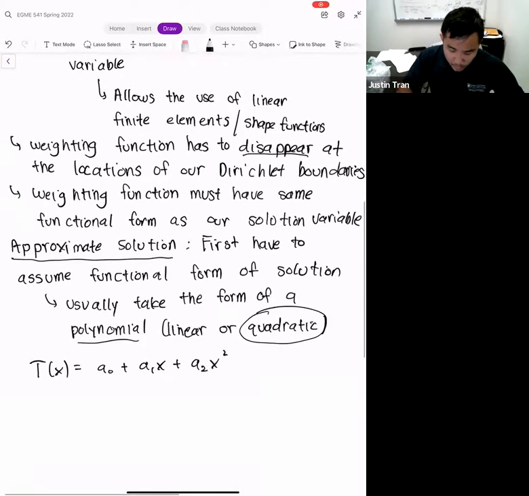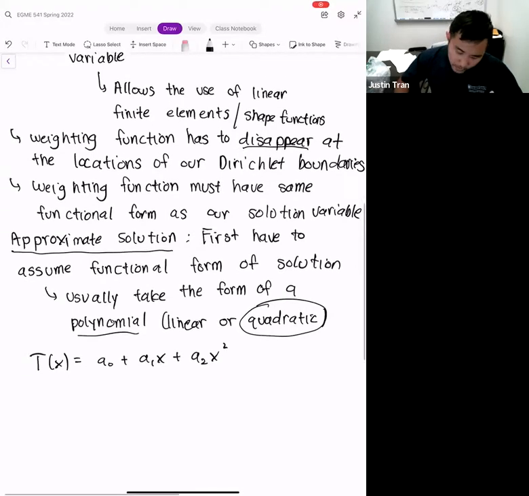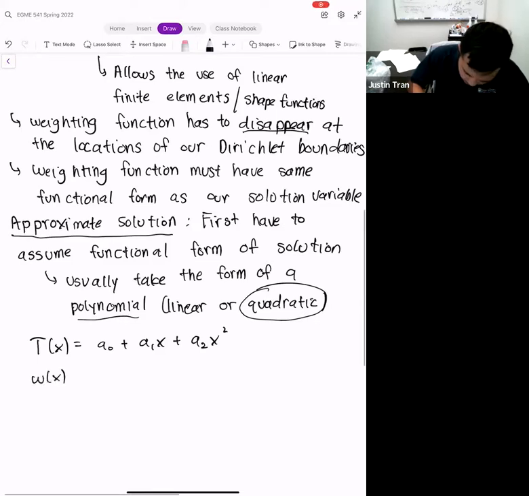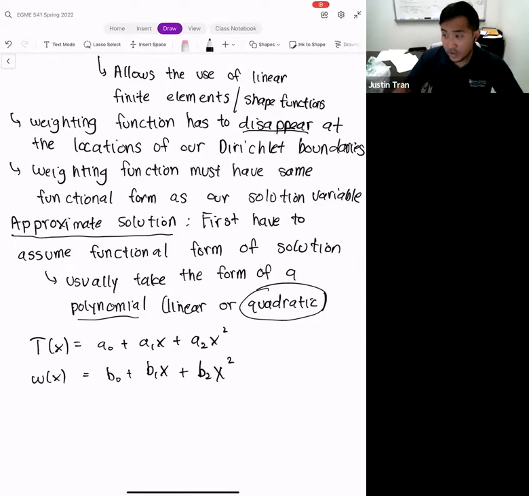Going back to the point we made above with the weighting function, if we're assuming that our solution is a quadratic function, that means our weighting function also has to be a quadratic function. And so we have w of x is equal to b0 plus b1x plus b2x squared. They have to be the same, and if they're not the same, then the method doesn't really work out.